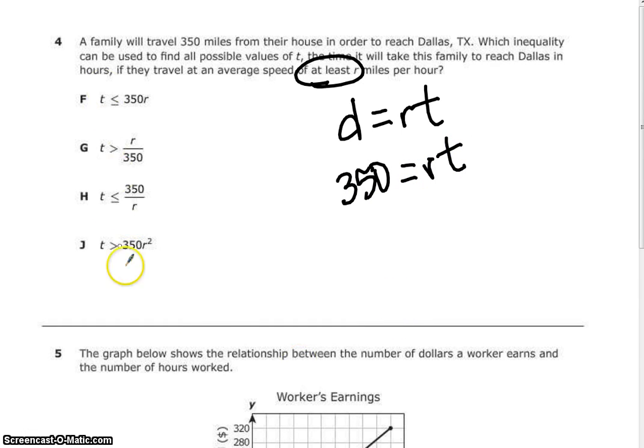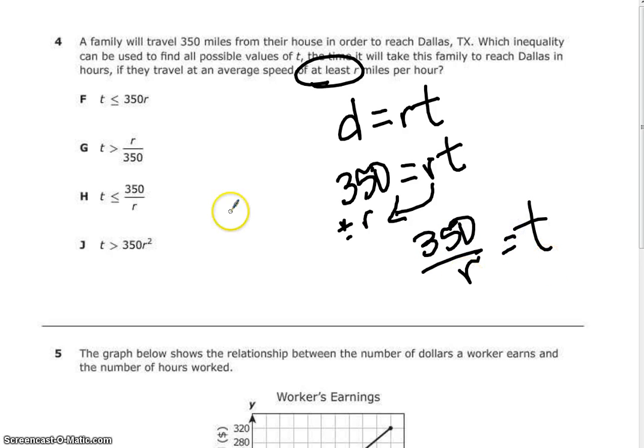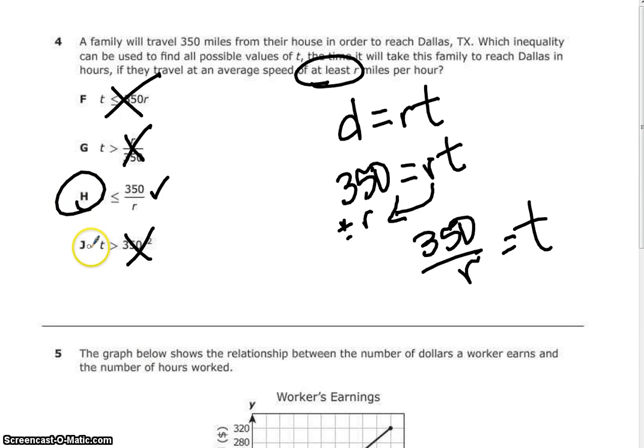All right, they had t by itself, so you need to get t by itself, which means that the r has to move over here and be divided. So 350 over r is equal to t. So that's not going to work. That's not going to work. That might work. That's not going to work. So your answer is H. There are going to be many problems that the way you actually find the answer is you rule everything else out, like we did on this one.